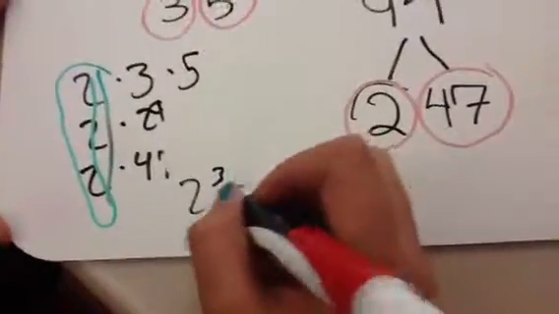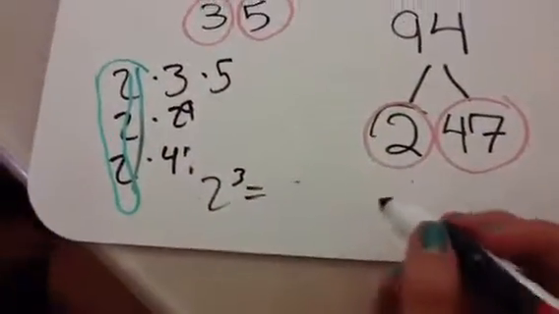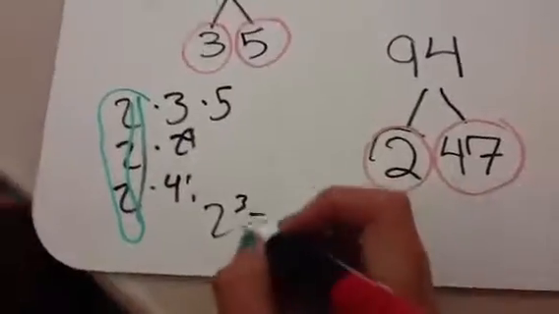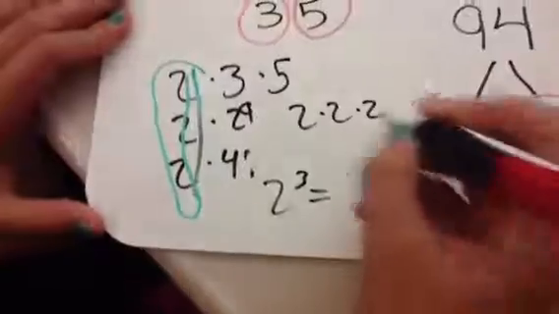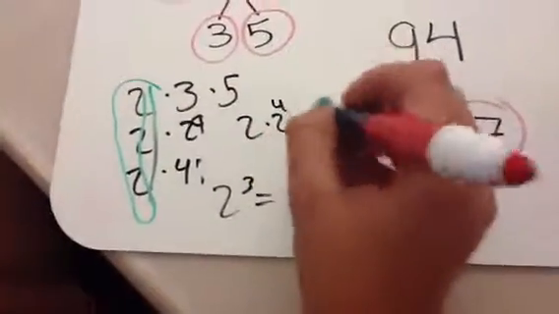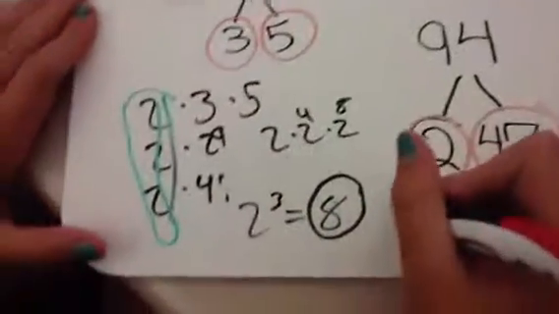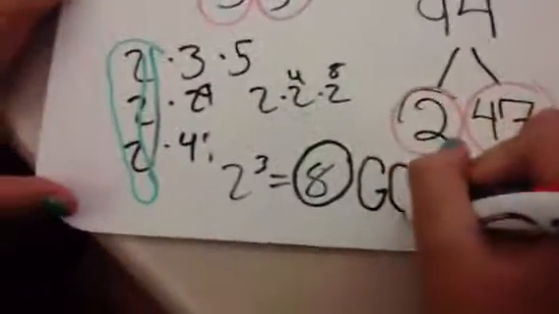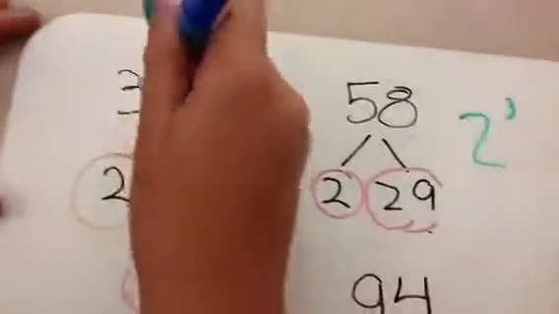2 to the 3rd, which equals, since you're going 2 times 2 times 2, that will equal 8. Since, if you write it out this way, 2 times 2 is 4 times 2 is 8. So 8. And you circle that, and that is the greatest common factor of 30, 58, and 94. How cool is that?